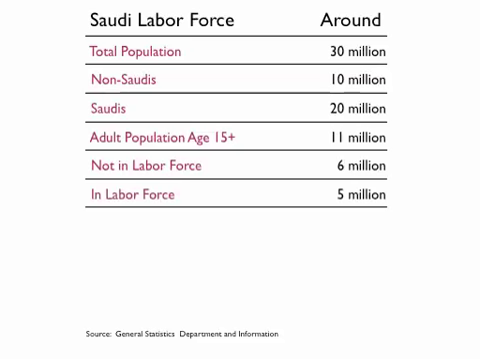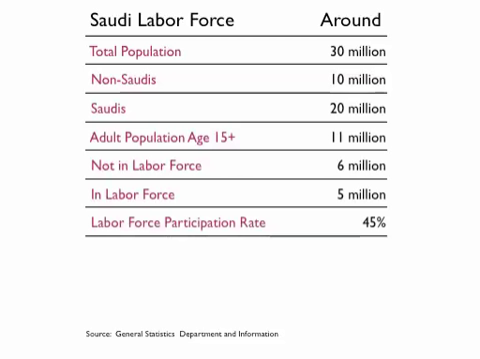So we take the adult population, split it into 2 groups. You're either in the labor force or you're not in the labor force. Once we've done that, we can calculate the labor force participation rate. So in this case, it'd be 5 million divided by 11 million, or about 45%. About 45% of the adult population are members of the labor force.